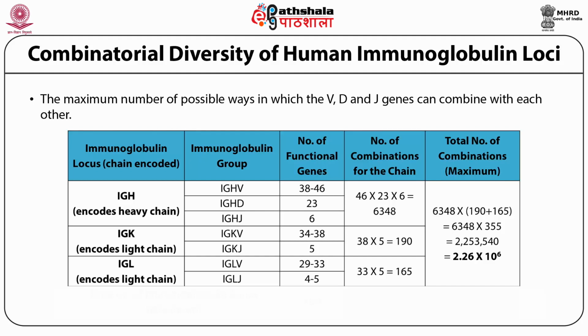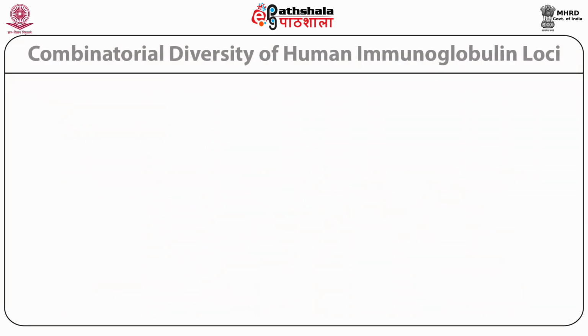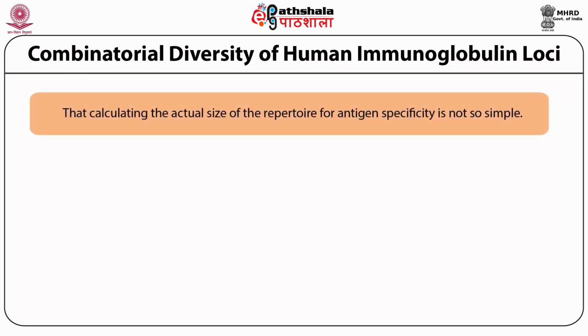Then we multiply the 355 by the maximum number of antigen specificities for IgH genes, that is 6,348. Thus, due to combinatorial diversity, just 154 immunoglobulin genes in humans have a potential to encode for a staggering 2.26 million different antigen specificities. Isn't that amazing?